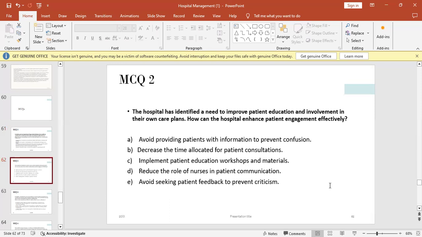Second MCQ, the hospital has identified a need to improve patient education and involvement in their own care plans. How can the hospital enhance patient engagement effectively? Avoid providing patients with information to prevent confusion, decrease the time allocated for patient consultations, implement patient education workshops and materials, reduce the role of nurses in patient communication, or avoid seeking patient feedback to prevent criticism.